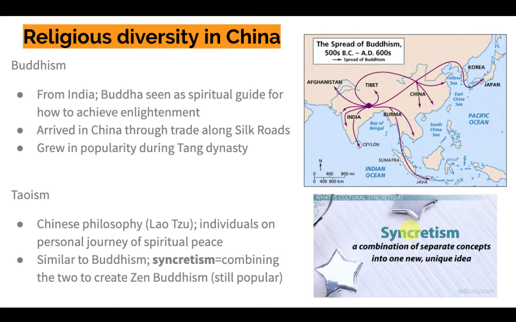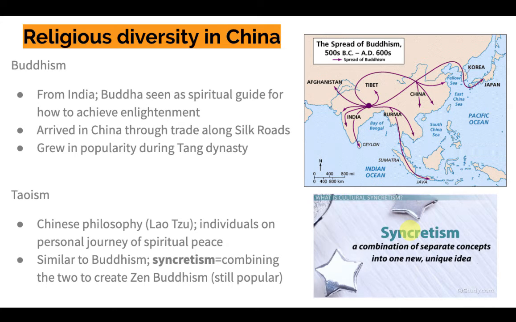Born a prince, the Buddha left Indian society and devoted his life to meditation and an individual pursuit of spiritual peace. Brought to China along the Silk Roads by the 6th century, Buddhism grew in popularity during times of political turmoil. China had its own spiritual tradition that was similar to Buddhism. Based on the life and writings of the poet Lao Tzu, Taoism also encouraged a personal spiritual journey.